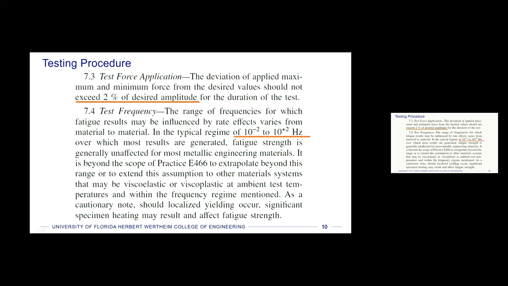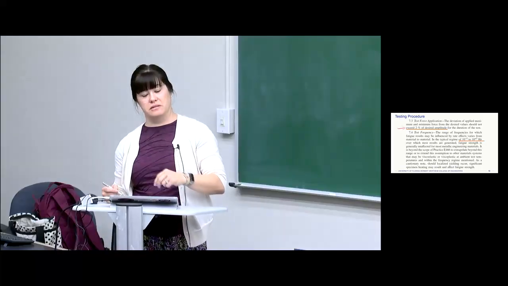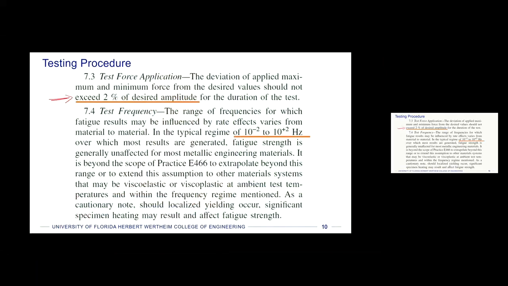So then comes the testing procedure. It says that you want to apply maximum and minimum force from the desired values, and it should not exceed 2% of the desired amplitude, right? So if you decide on X thousands of pounds, and then it goes 5-10% above that, then according to this, it really doesn't meet the specs of this standard, okay? And they didn't just come up with this 2% and throw it out there, right? This feeds back into these statistics.